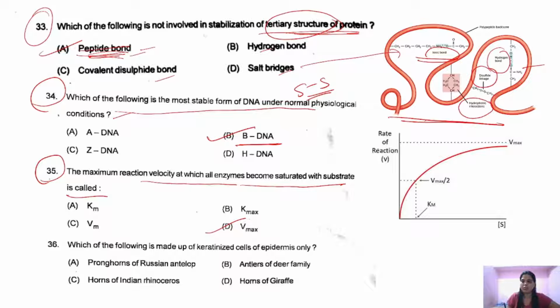Here you can see from the graph that here is the maximum velocity and this maximum velocity is called Vmax. And at this point, all the enzyme is saturated with substrate like this.